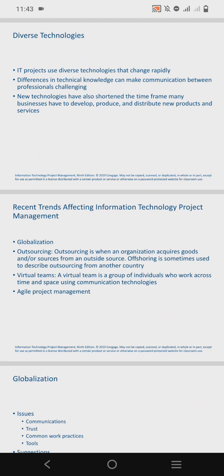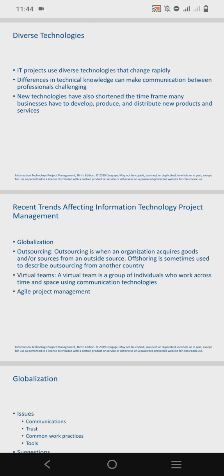Globalization describes how trade and technology have made the world into a more connected and interdependent place, and also the economic and social changes that have come with it. Another trend is outsourcing. Outsourcing is when organizations acquire goods or even services from sources that are outside of their organization. Offshoring is a term used to describe outsourcing, but from another country.